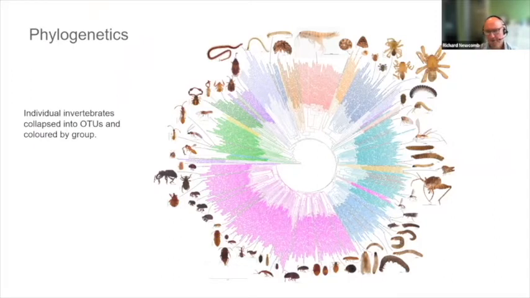rich biodiversity here. Unfortunately, while we'd like to think that we know a lot about insect biodiversity in New Zealand, a lot of the species are undescribed. And in fact, the most abundant invertebrate in our sample collection was a fungal beetle that's undescribed.